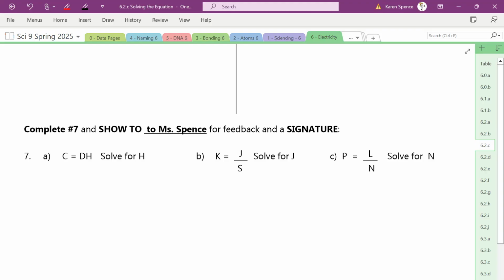So you'll put your equals. And then you'll put some brackets and put your value for I in there. So that's 60 amps. Times 800 seconds. And then that'll be the answer, and that's going to be in coulombs, yeah.